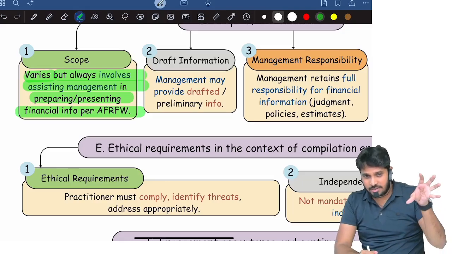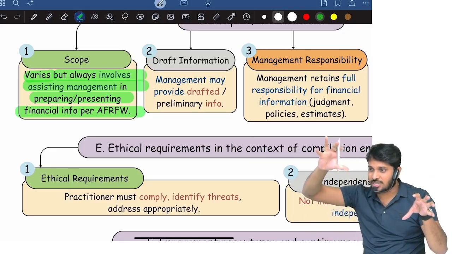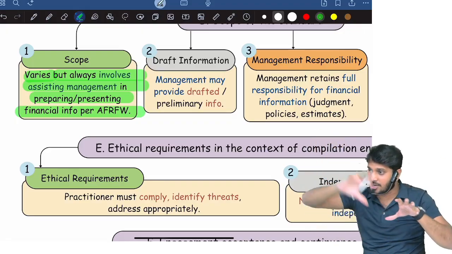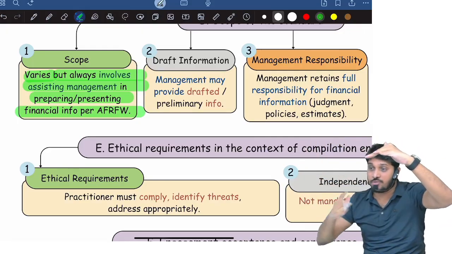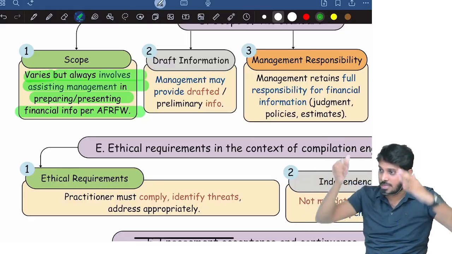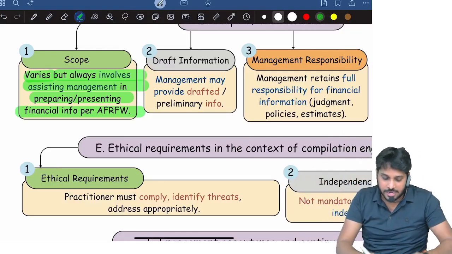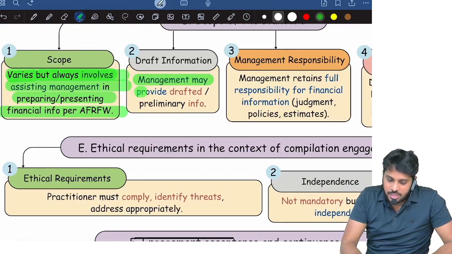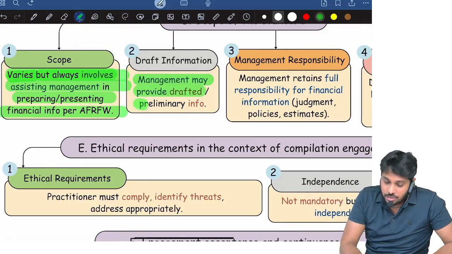They'll give you books of accounts and you prepare everything from scratch, trial balance and all, or they'll give you the trial balance and then you prepare, or they'll give the balance sheet and P&L and you just have to verify whether they prepared it correctly or not. The scope is decided by management. It varies, and management sometimes may provide only draft or preliminary information.